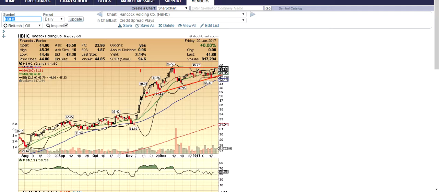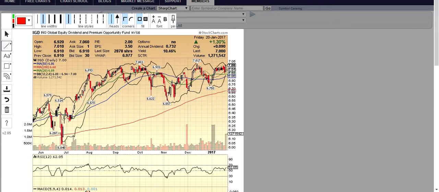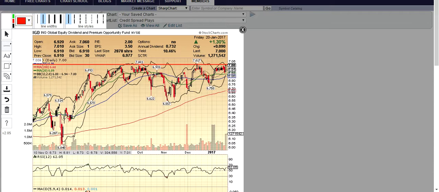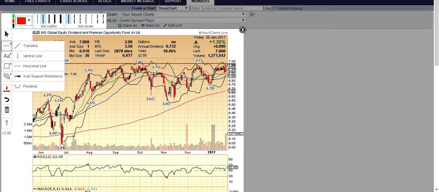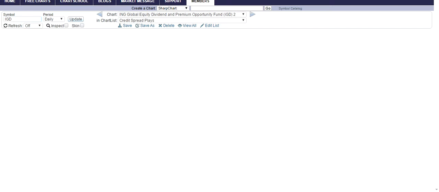You see one like this, HBHC has a little more clear path to run. It makes it a little more appealing to trade. Now the other one, IGD, let's jump on that one real quick. It's annotated again real fast: horizontal level of resistance, ascending shorter term support. Go ahead and save that.